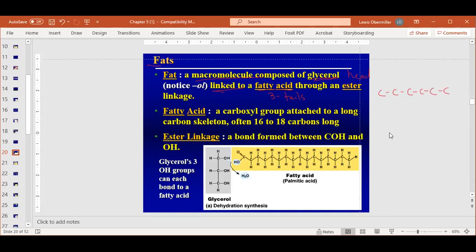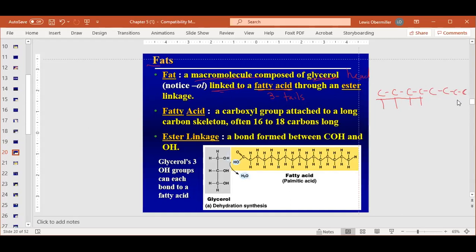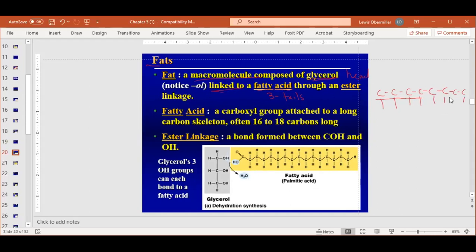Longer than what we talked about, like octane and methane. So methane would be 1, ethane is 2, propane and butane. And then we talked about if we had 8, that would be octane. So those are like combustible gases. Fatty acids are usually 14 to 23 carbons long, but these can vary.